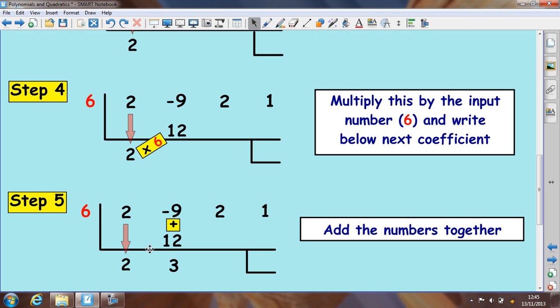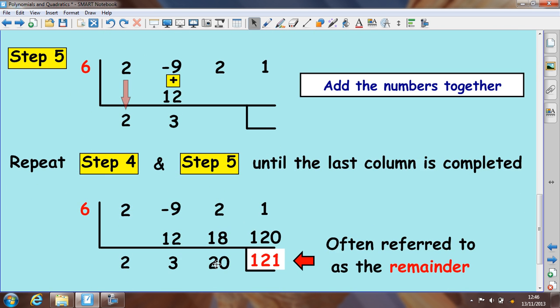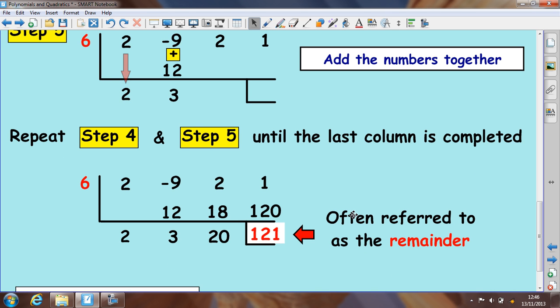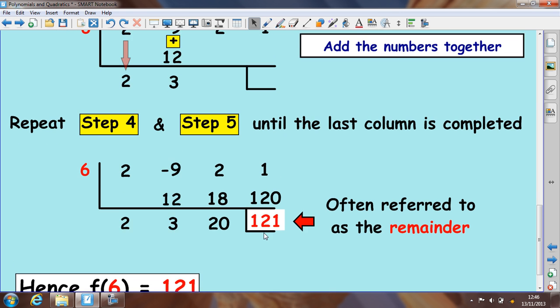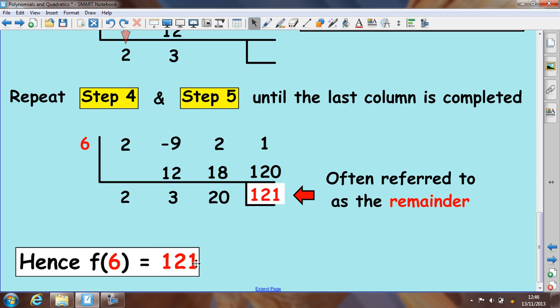You do the same again, you multiply it up by the 6, so 6 times 3 to get this number. That's going to give you 18, and then you add these two together to get 20. You just keep repeating. 20 times 6 gives you 120, and then you add these two together. This value at the end is your answer for your evaluation. It's often referred to as a remainder, and we'll talk about that in the next lesson. So f of 6 equals 121.